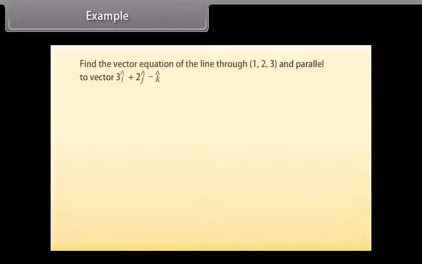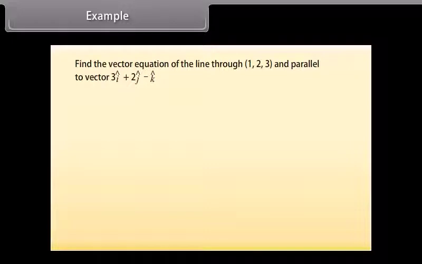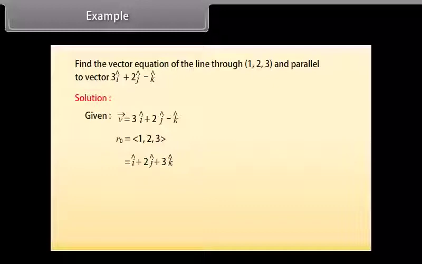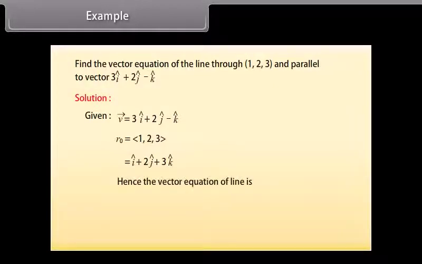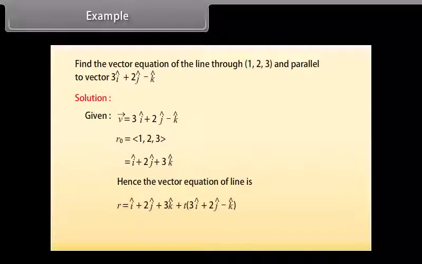Example. Find the vector equation of the line through (1, 2, 3) and parallel to vector 3i plus 2j minus k. Solution. Given vector v equals 3i plus 2j minus k, and R0 equals (1, 2, 3), that is i plus 2j plus 3k. Hence the vector equation of line is R equals i plus 2j plus 3k plus t times (3i plus 2j minus k), which equals (1 plus 3t) i plus (2 plus 2t) j plus (3 minus t) k.